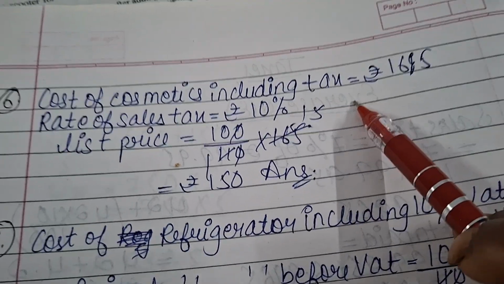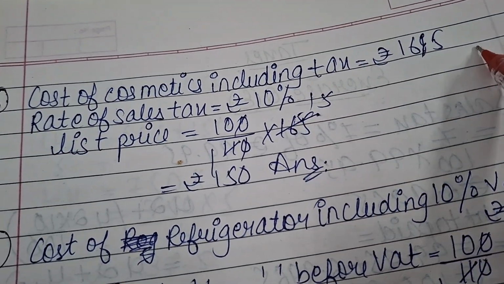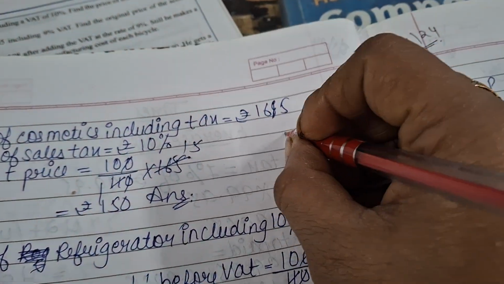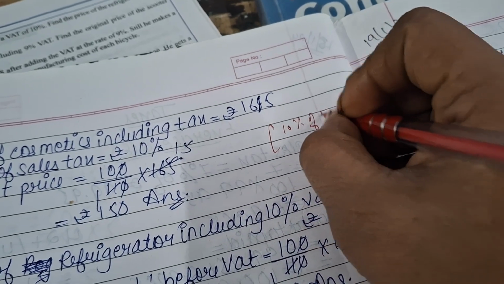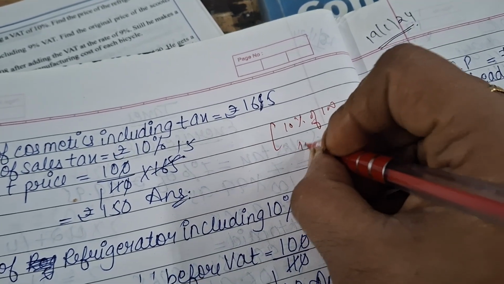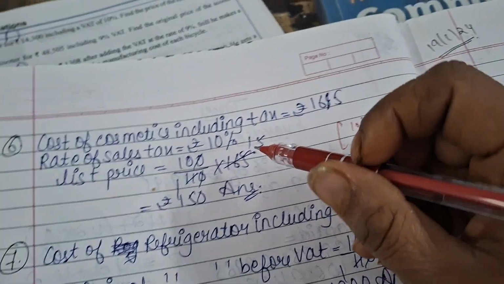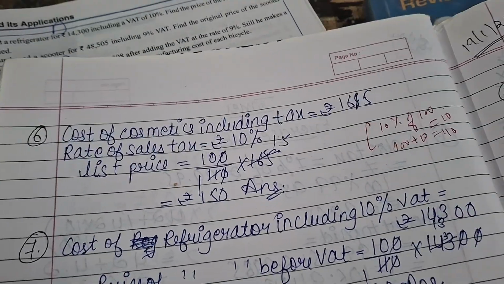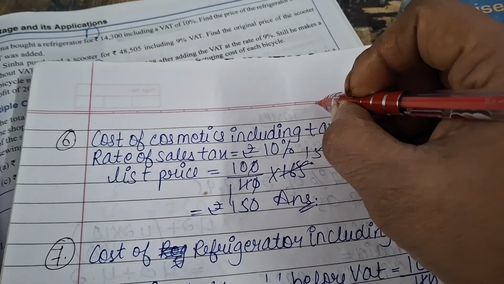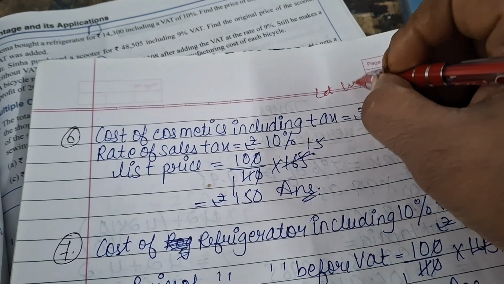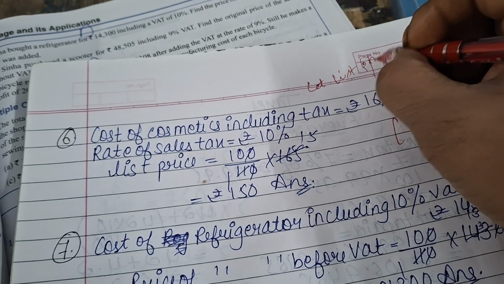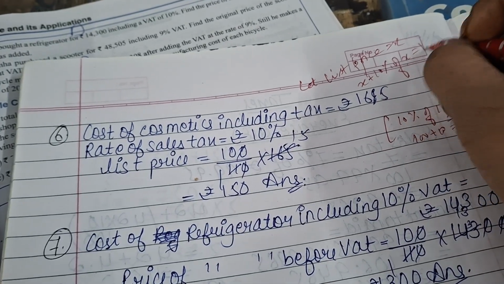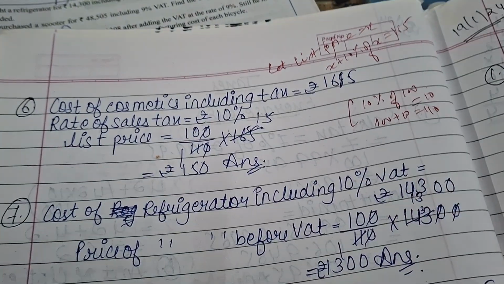Directly also: cost of cosmetics including tax 165, rate of sales tax is 10%. So 10% of 100 is 10 rupees. So 100 plus 10, that is 110. So either you can do it in this manner, or again you can choose: let the list price be X. So X plus 10% of X is equal to rupees 165, or you can use this equation also.